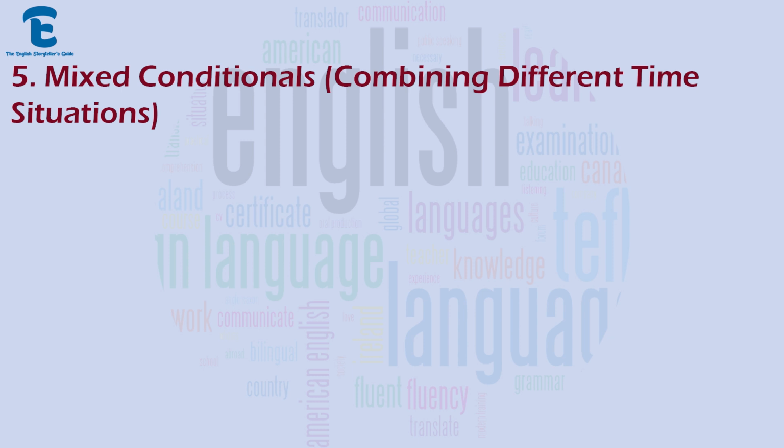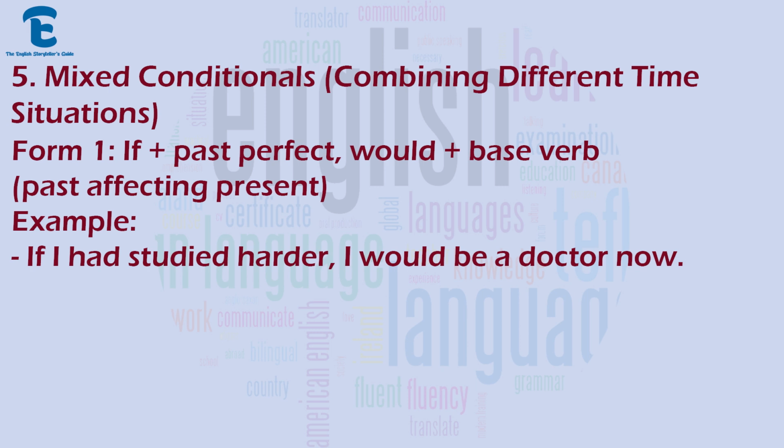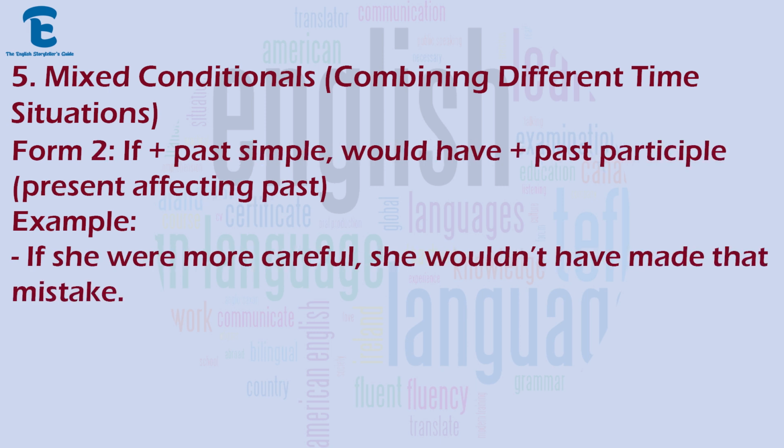Five. Mixed conditionals, combining different time situations. Form 1: if plus past perfect, would plus base verb, past affecting present. Example: if I had studied harder, I would be a doctor now. Form 2: if plus past simple, would have plus past participle, present affecting past. Example: if she were more careful, she wouldn't have made that mistake.